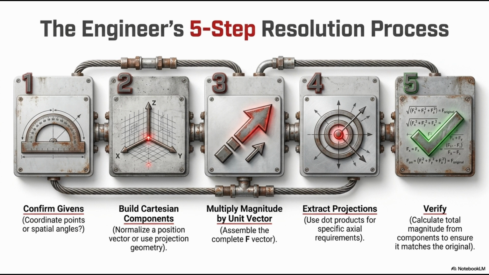If you want a reliable process for every problem, follow these steps. First, confirm whether what you are given is coordinate points or angles. Second, build your Cartesian components, either by normalizing a position vector or using projection geometry. Third, multiply your force magnitude by that unit vector to get the complete Cartesian force vector. Fourth, if the problem asks for it, use the dot product to pull out the projection along a specific axis. Finally, verify your work by calculating the total magnitude from your components to make sure it matches the original value.